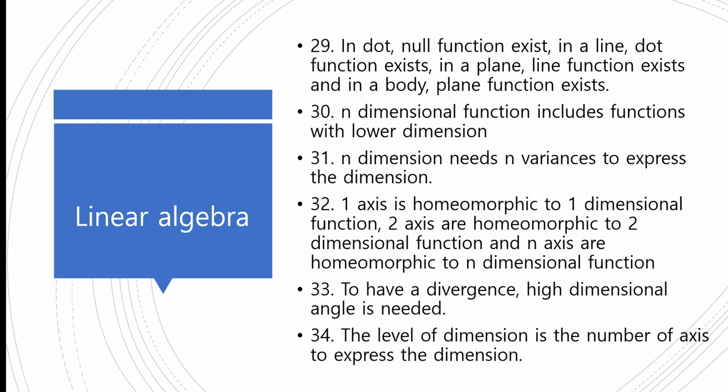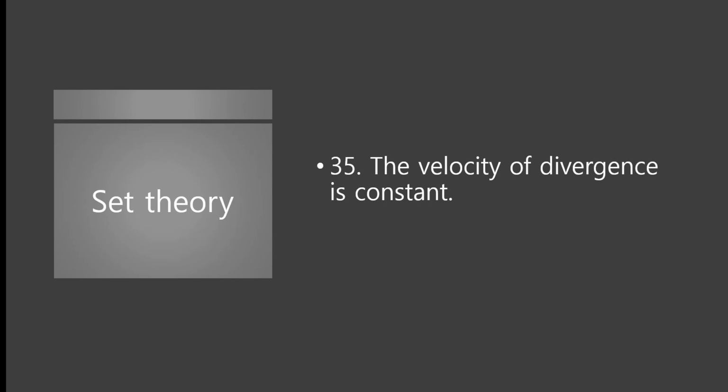N-dimensional function includes functions with lower dimension. N-dimension needs n variables to express the dimension. One axis is homomorphic to one-dimensional function, two axes are homomorphic to two-dimensional function, and n axes are homomorphic to n-dimensional function. To have a divergence, high-dimensional angle is needed. The level of dimension is the number of axes to express the dimension. Set theory says the velocity of divergence is constant.